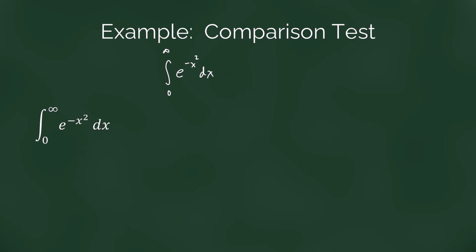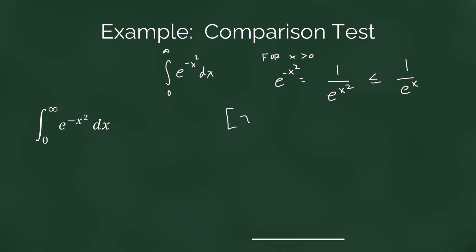comparison test. So what we're going to do is notice that for x greater than 0, e to the negative x squared, which is the same as 1 over e to the x squared, must be less than or equal to 1 over e to the x, because we're using the fact here that x squared is bigger than x for positive values of x. And so the denominator is bigger, which makes the entire expression, 1 over e to the x squared, smaller than 1 over e to the x.